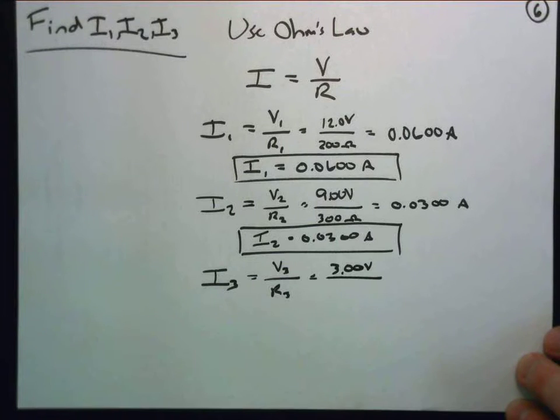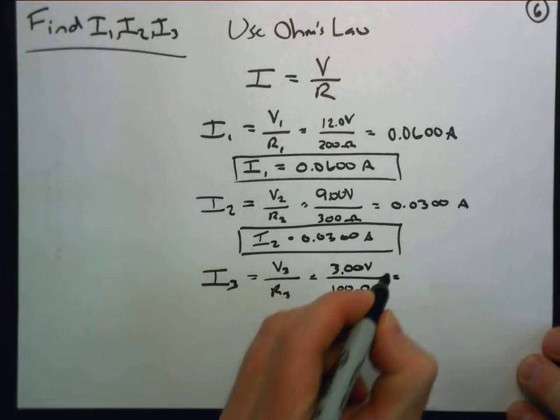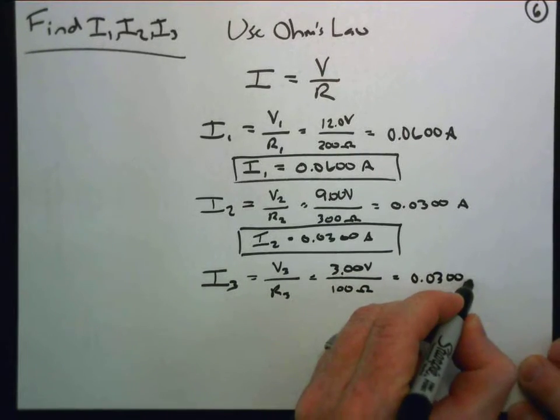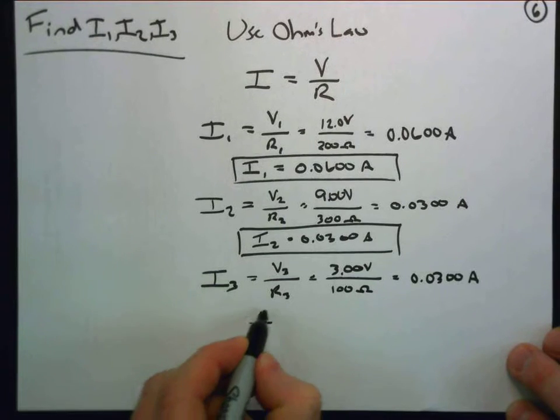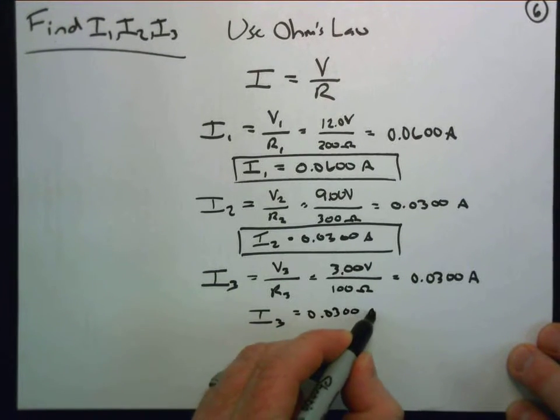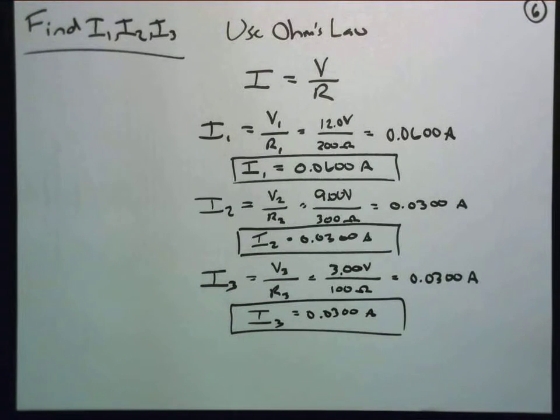And R3 had a resistance of 100 ohms. Okay, and so I get 3 amperes. And so I'm going to rewrite real quick. I3 is 0.30 amperes. Okay, answer.